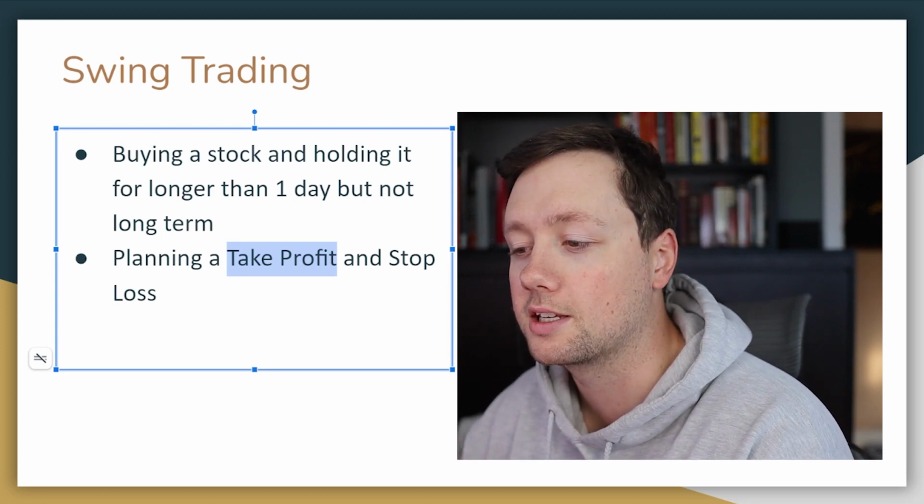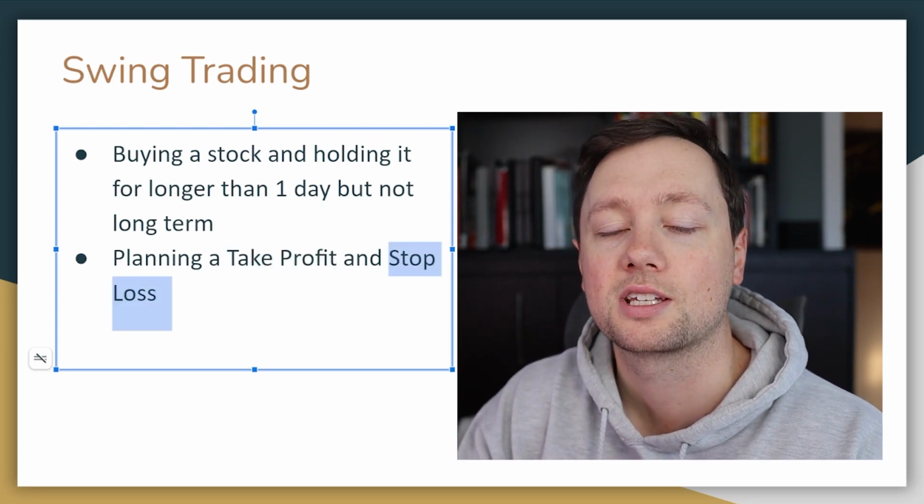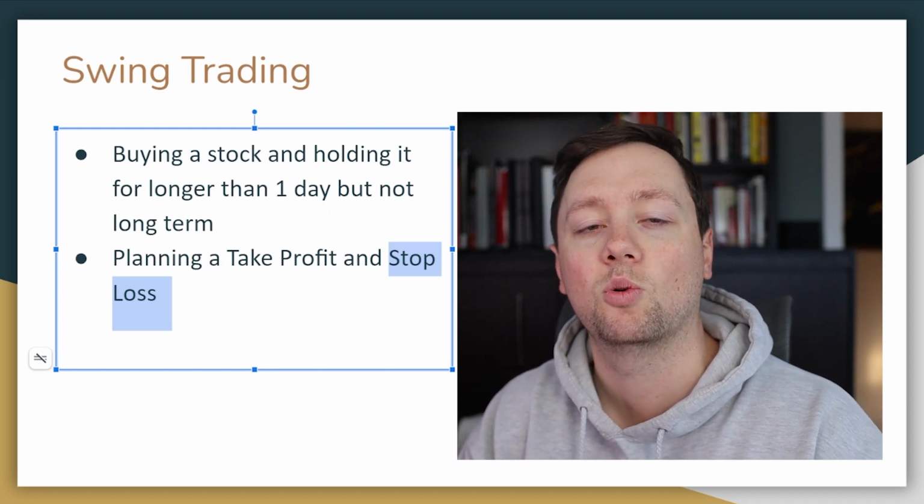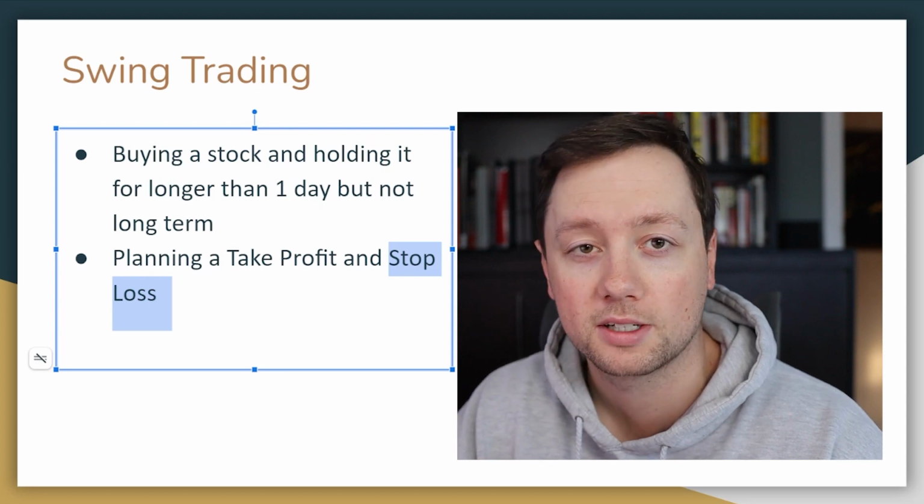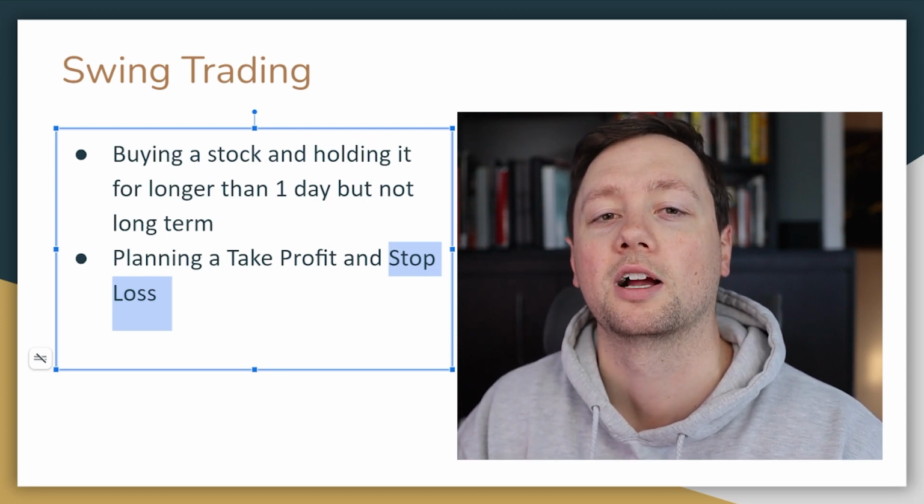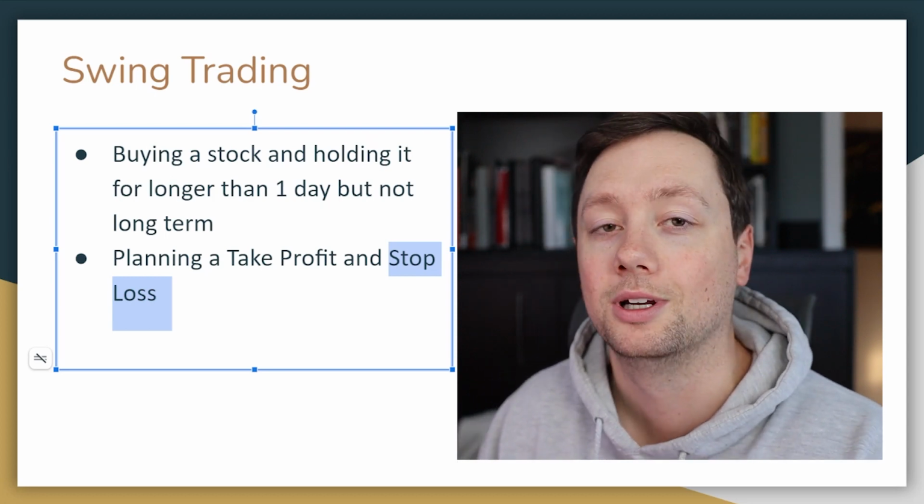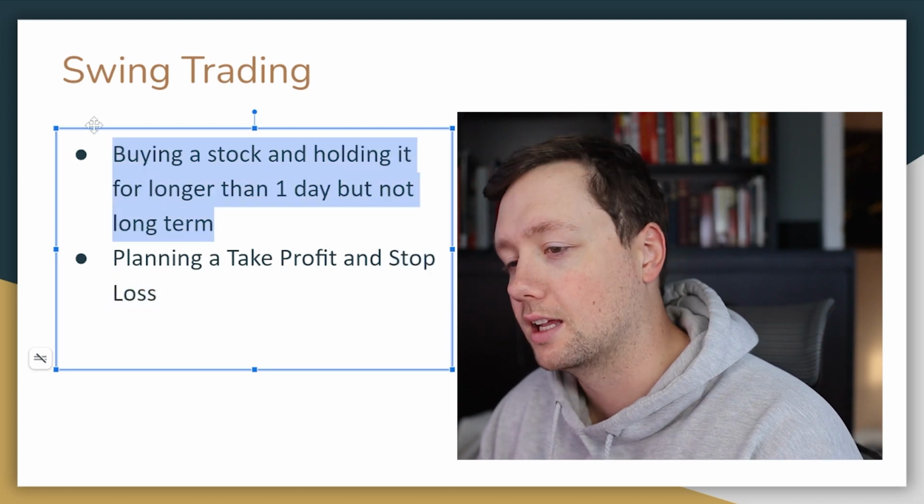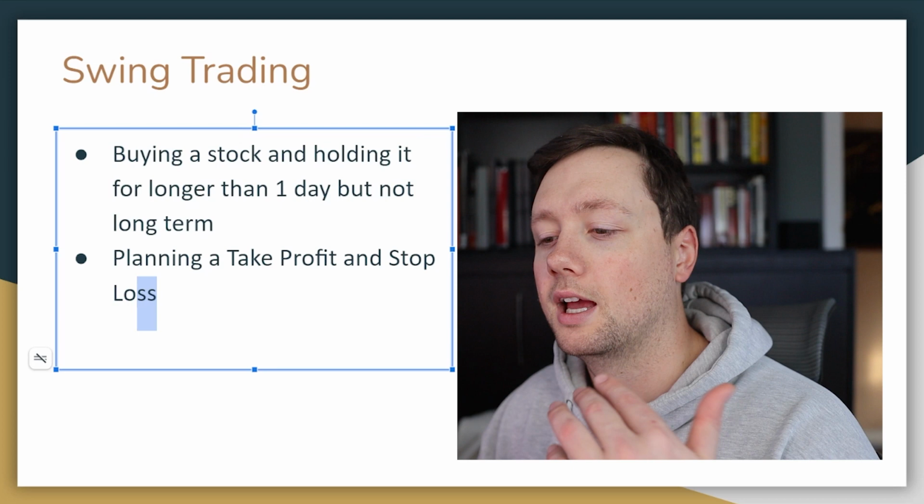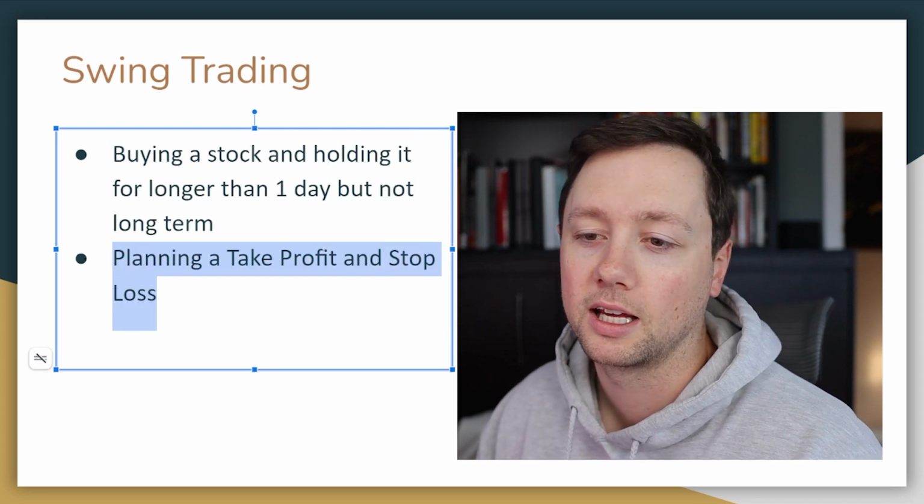And the stop loss is the point at which our analysis is wrong. It is the point at which the price action proves our hypothesis wrong, and that's where we need to cut our losses. We need to exit our trade. Those are the two main factors of swing trading: it's longer than one day but not long term, and we are planning a take profit and a stop loss.